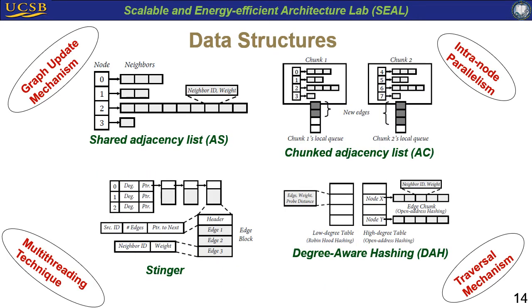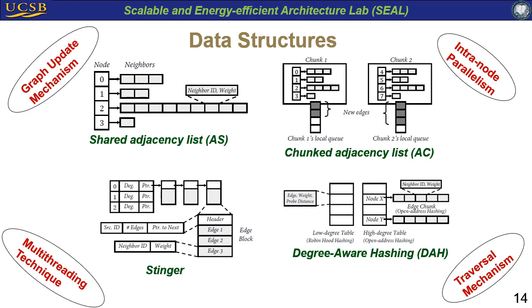Some more details about the data structures. They have been chosen to include variations in 4 different features. The first one is edge update mechanism. To study the effect of the update technique on update latency, SAGA-Bench contains a variety of update mechanisms, such as hash-based update in degree-aware hashing, update in memory contiguous vectors in the adjacency list, and also update in coarse-grained linked lists in Stinger. The second feature is intranode parallelism.